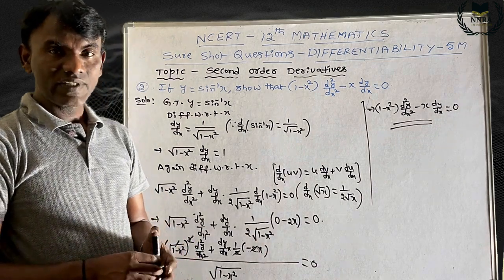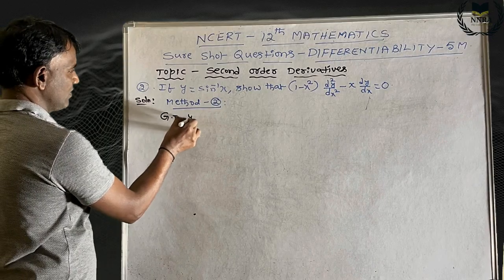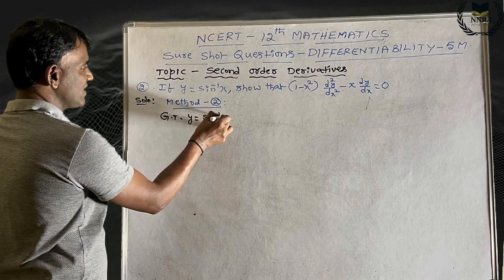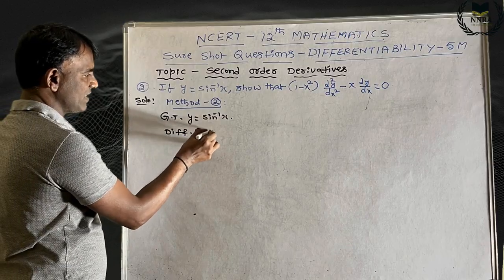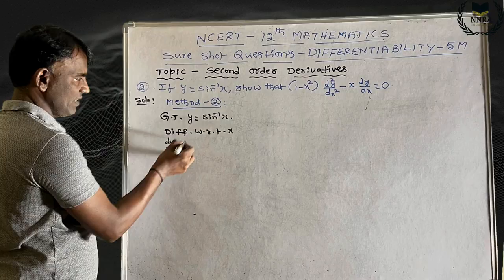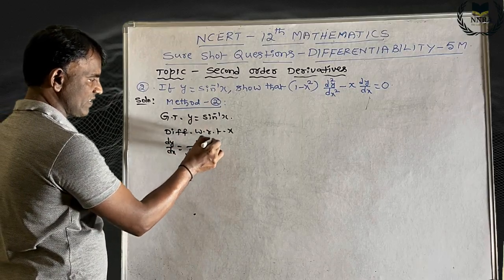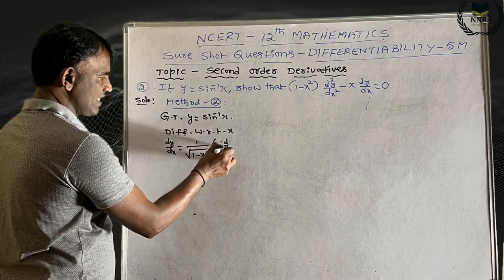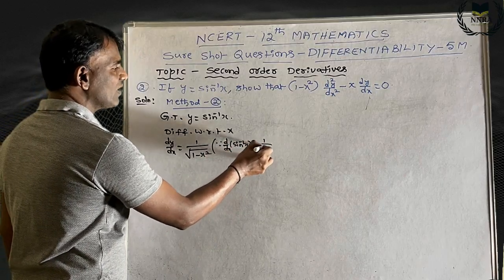So for the same question, I will give a second method also. Okay, what is the given value? y equal to sin inverse x, right? Now differentiating with respect to x, so it is dy by dx. And the derivative of sin inverse x is 1 by root of 1 minus x square. So if you want, just write here d by dx of sin inverse x equal to 1 by root of 1 minus x square.